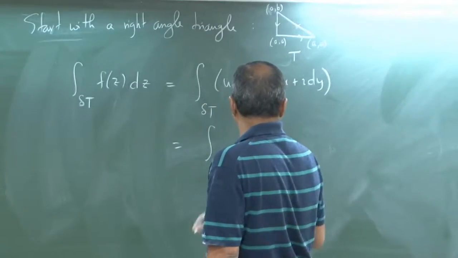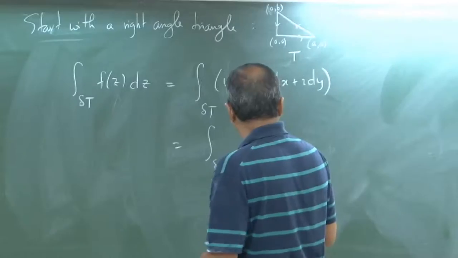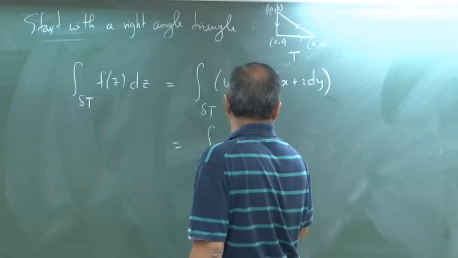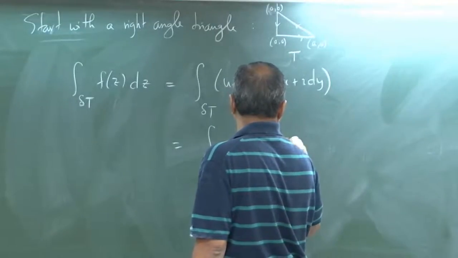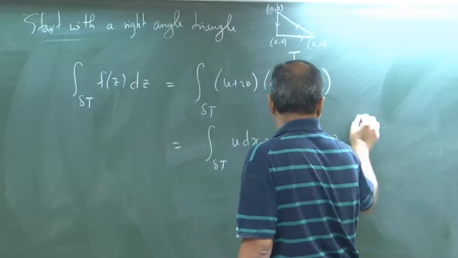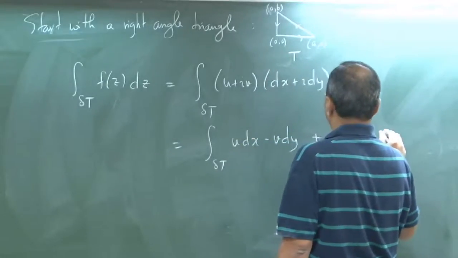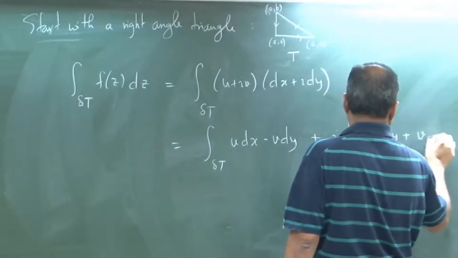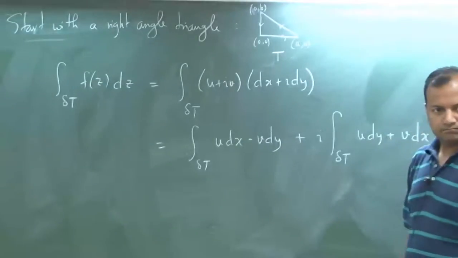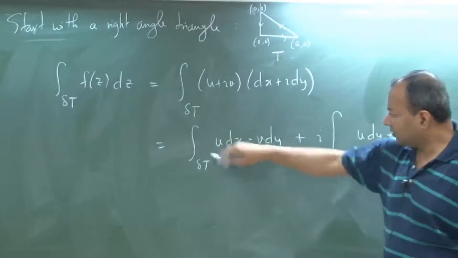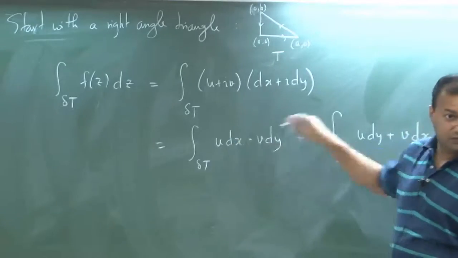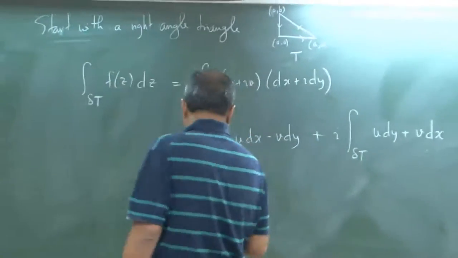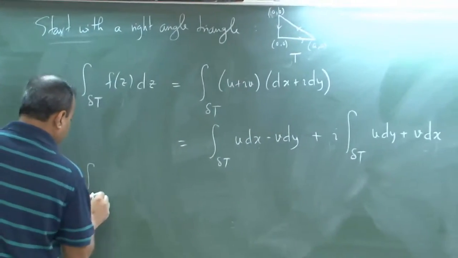So, just collect the real and imaginary parts separately. This becomes u dx minus v dy plus i delta t u dy plus v dx. And since this is all real and this is all real, we need to show that this is 0 as well as this is 0. So, let us consider the first one.